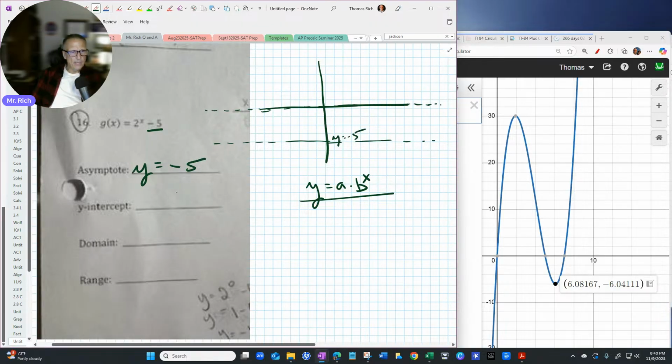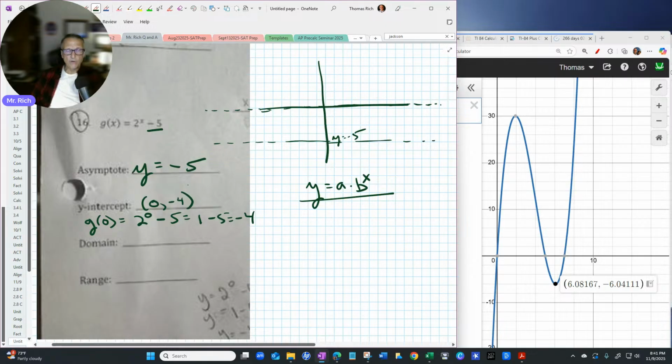All right. And then the y-intercept. Well, how do we find the y-intercept of any function? Doesn't matter what the function is. If you're looking for a y-intercept, you're sticking 0 in for x. So for the y-intercept, we're going to do g of 0, which would be 2 to the 0 minus 5. 2 to the 0 is 1. 1 minus 5 is negative 4. So we know at 0, negative 4, it will cross the y-axis.